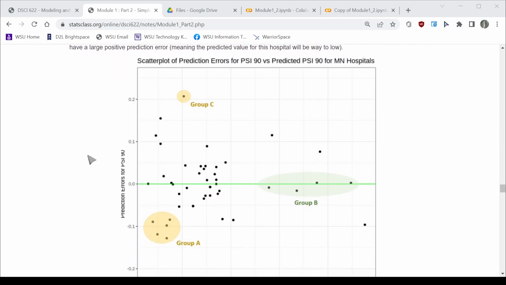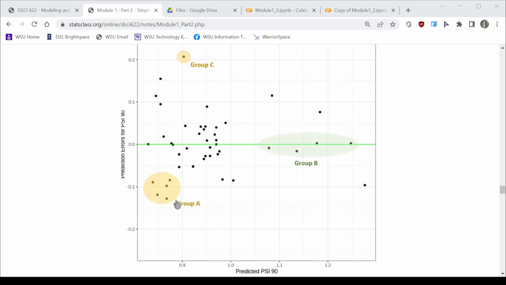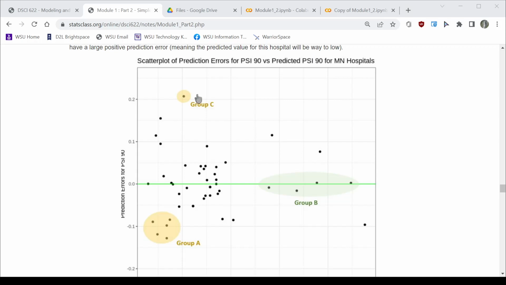Let us consider some of the points that we identified earlier. Group B were points for which the predictions were very good, and the prediction errors here are going to be close to 0. Group A had negative prediction errors, and Group C up here had positive prediction errors.